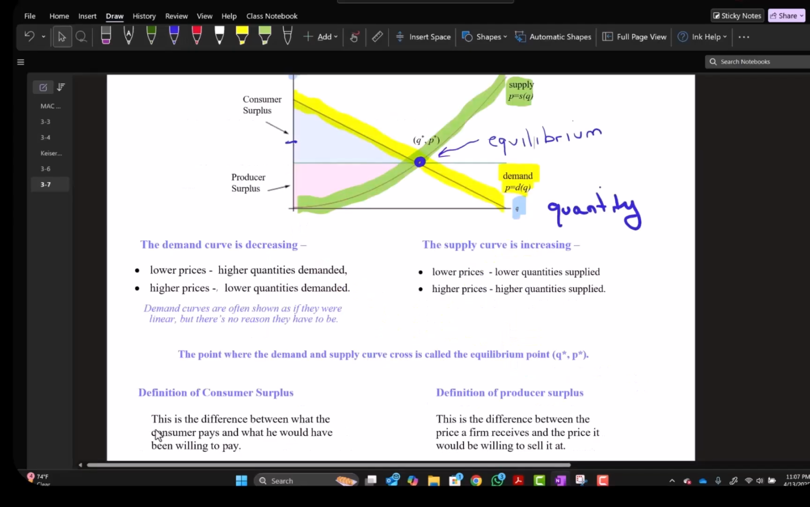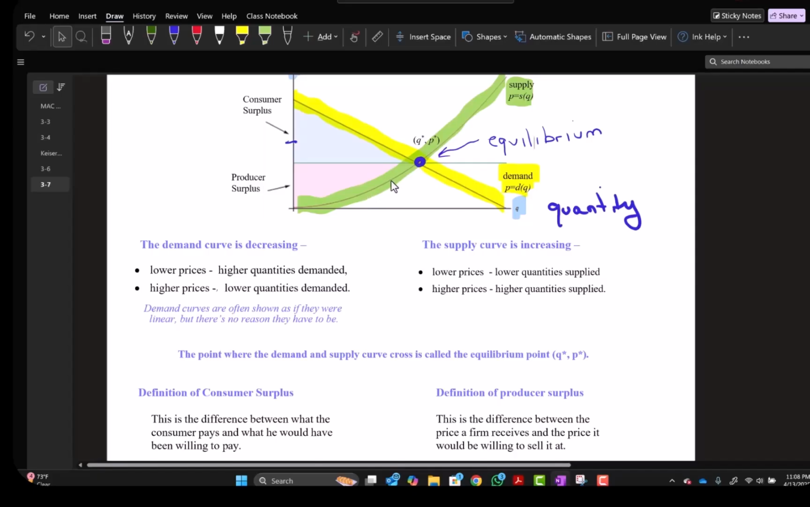The definition of consumer surplus is in blue. And it's the difference between what the consumer pays and what he would have been willing to pay. The definition of producer surplus is the difference between the price a firm receives and the price it would be willing to sell it for.